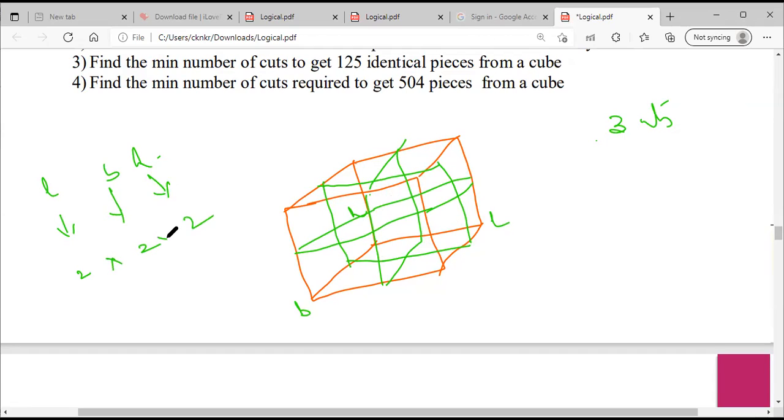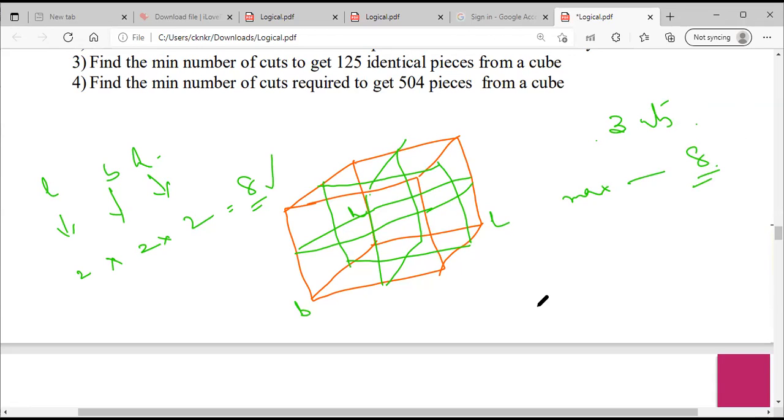Then 2 into 2 into 2, the number of pieces I am getting is what? 8. So if there is a question, find the maximum number of identical pieces that a cube can be cut into by 3 cuts, your answer is not 4, your answer is 8. So now you have to understand this logic. When will I get minimum? When will I get maximum?